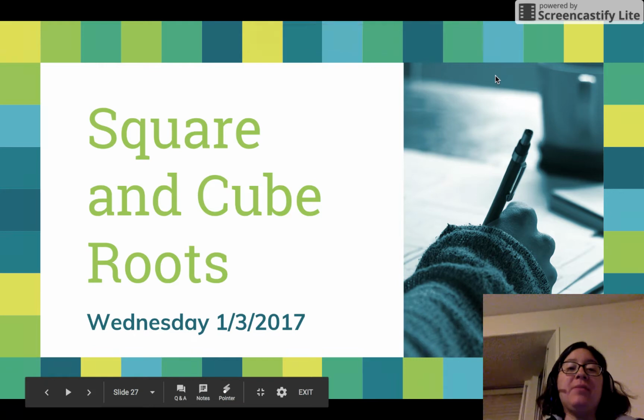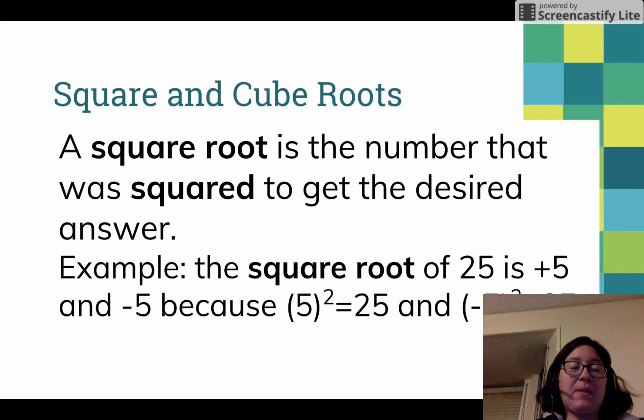And we're going to be talking about square and cube roots. A square root is a number that was squared to get the desired answer. What I mean by squared is taken to the second power. We call this a square because the shape of a square has a relationship where the side times the side, or the side to the second power, gives the area of a square. So the second power is called square.